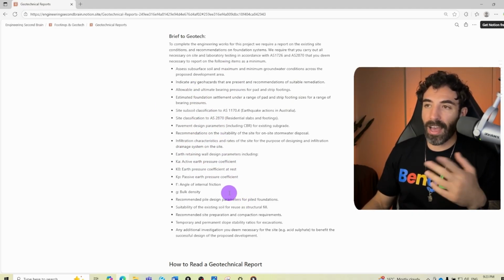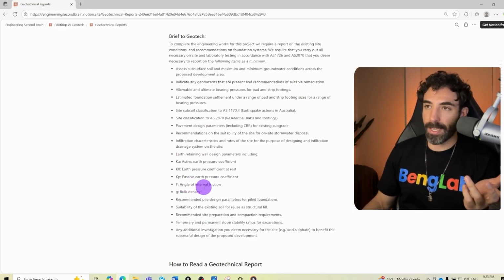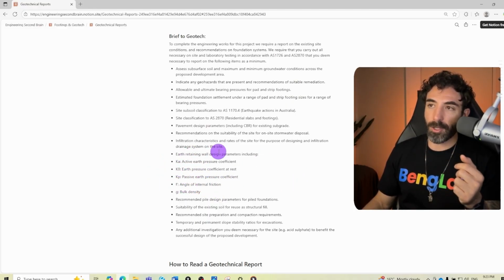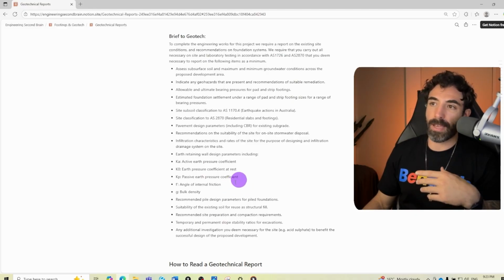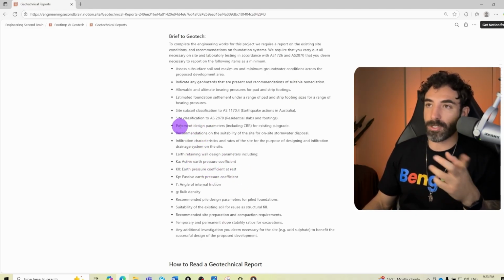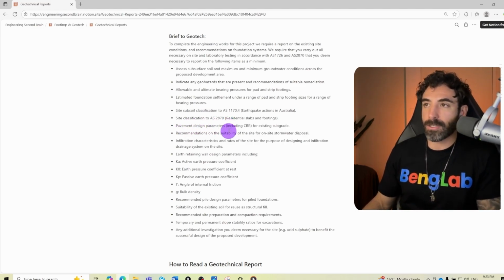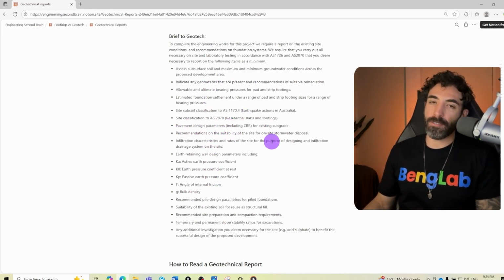You know, maybe you don't have retaining walls in your project, so you'd probably delete all the pressure coefficients and the angle of internal friction. Or maybe you don't have, I don't know, roads or pavement, so you don't need the pavement design parameters with CBR. It's a complete brief, so take whatever suits your specific project.